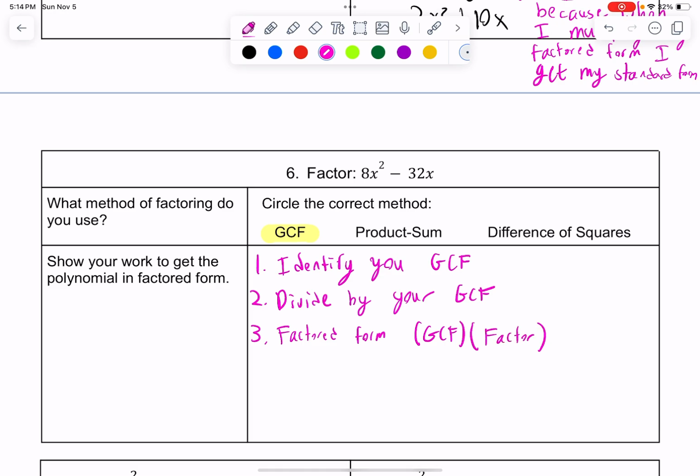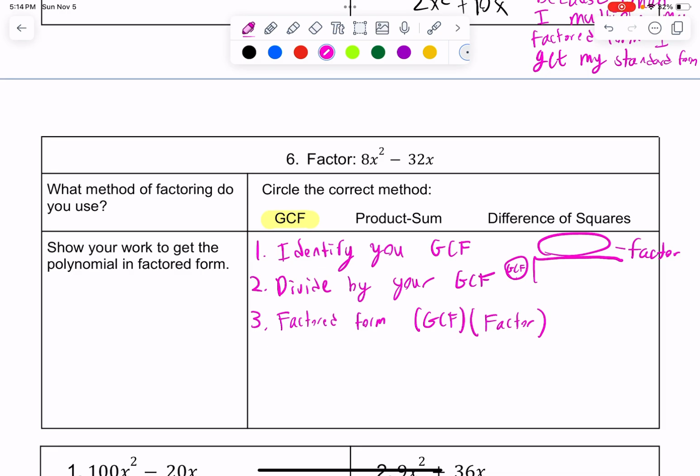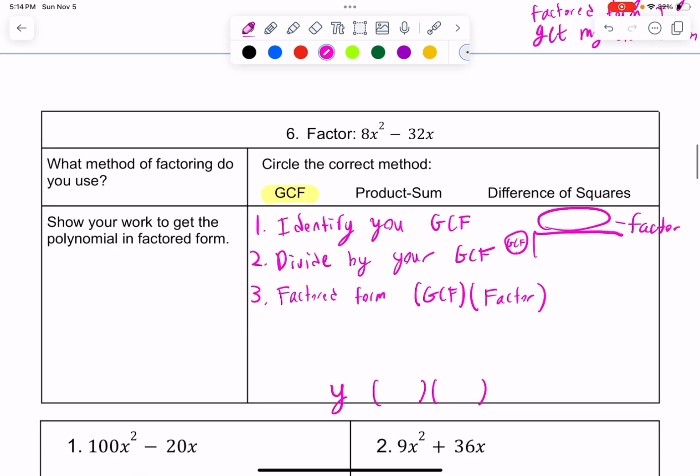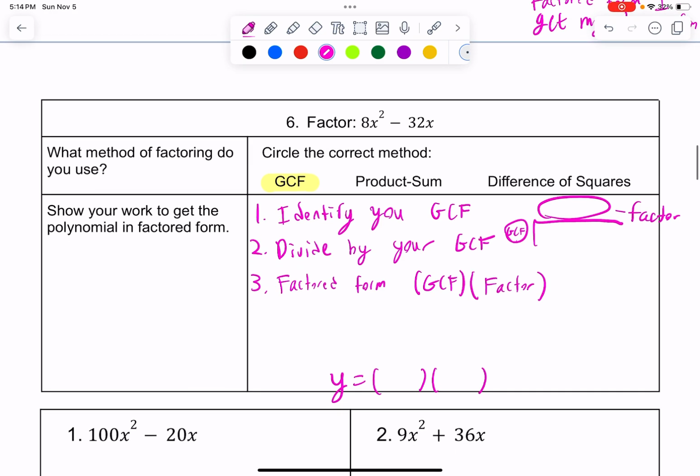And what does that mean? So when you do your division, your factor is going to be this portion up top, and the portion on the outside is going to be your GCF. All right. So that's how you set it up. You don't have to write down these ideas, but I do want you to solve here and find your factor form. So it should look something like this. Y is equal to blank, okay?